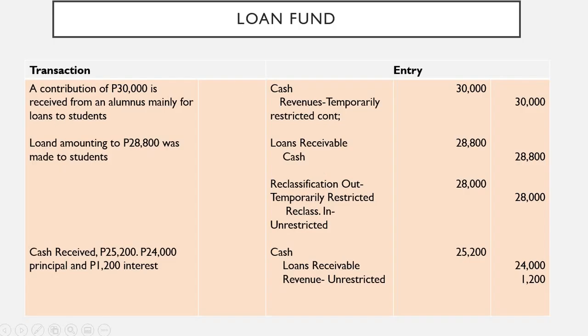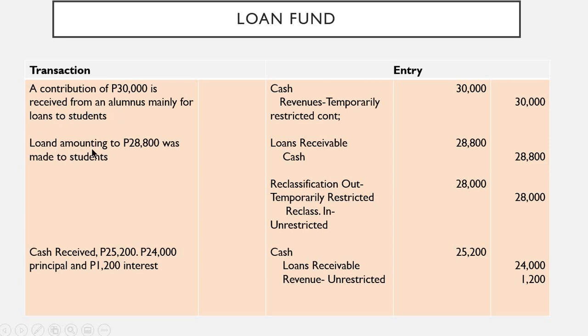Ayan. So, sample transactions and journal entry. Okay, a contribution of 30,000 pesos is received from an alumnus mainly for loan to students. Debit ka ng cash, siyempre naka-receive ka ng cash for 30,000. Credit ka ng revenue, temporarily restricted contribution for 30,000. Okay? Temporarily restricted siya kasi it is restricted for a particular use, loans to students.